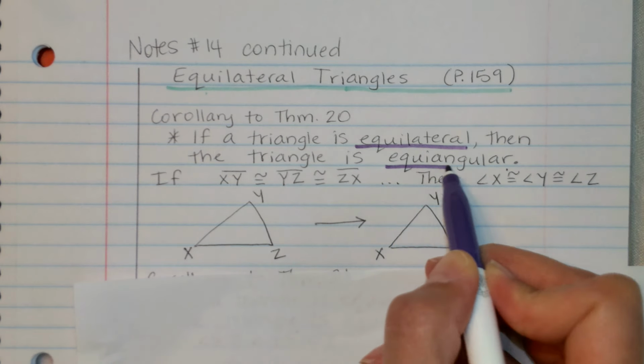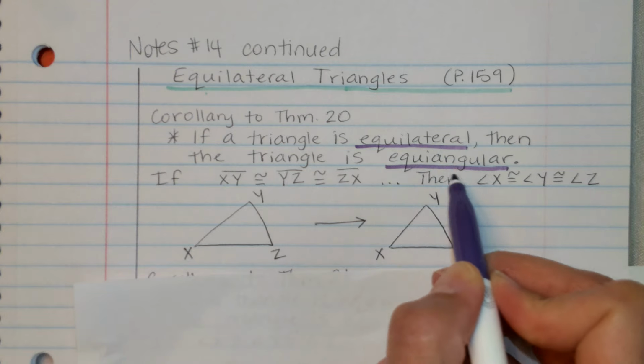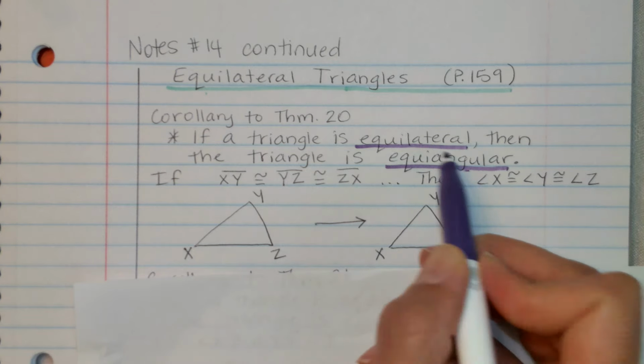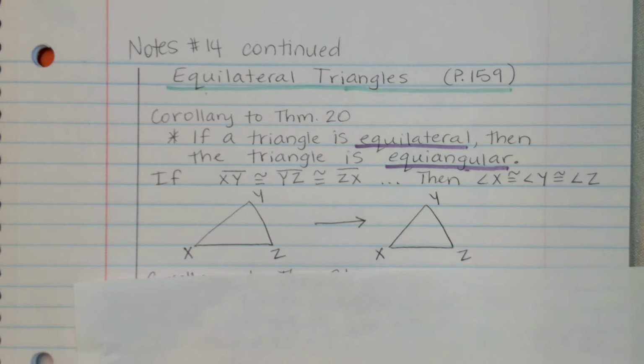Equiangular. So equilateral has to do with the sides. Equiangular has to do with the angles. Equal sides, equal angles. Just kind of think of it like that. So here's our example. Again, pause as you need to.